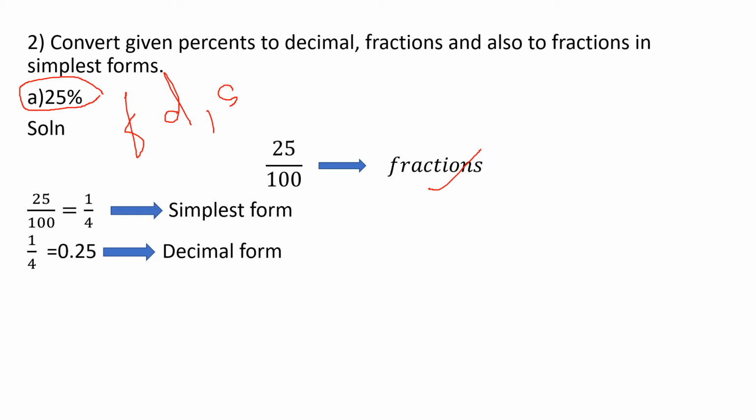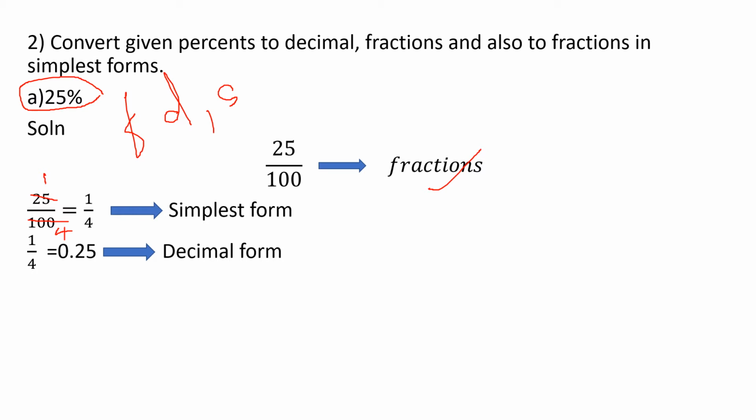Next we can convert this into the simplest form. 25 by 100, we can cancel by 5. Or else, an easy method: 25 ones are 25, and 25 fours are 100. So we can cancel it easily. Or else we can cancel it by 5 also, no problem. It will take one or two steps extra, that's all. Okay, no problem. You just do it by 5.